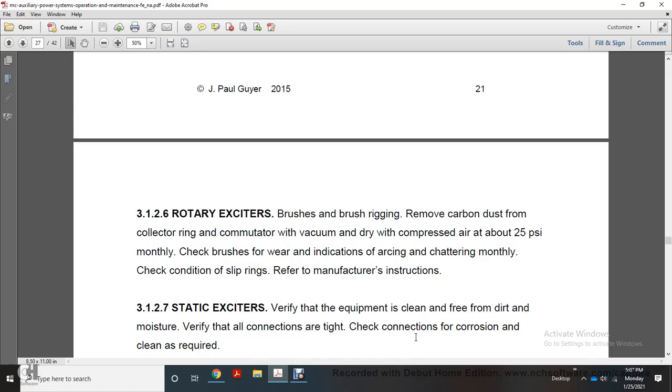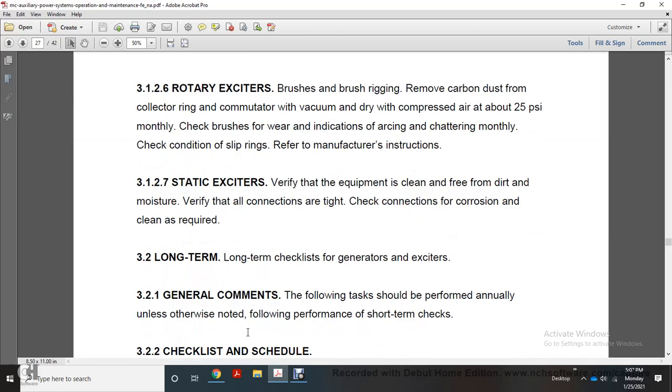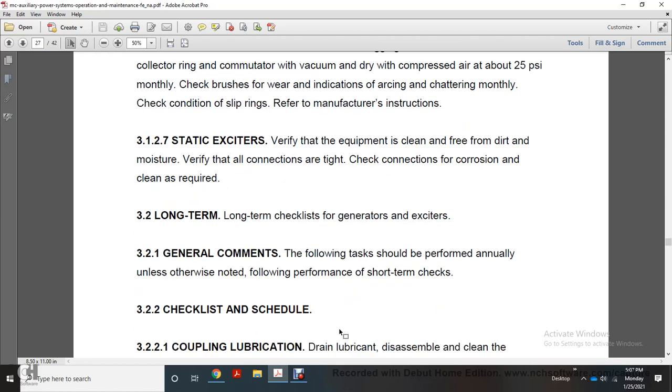Moisture. Verify all the connections are tight. Check the connections for corrosion and clean if required. Long-term checklist of generators, exciters. General comment: the following tests should be performed annually unless otherwise noted with the following performance short-term checklist.